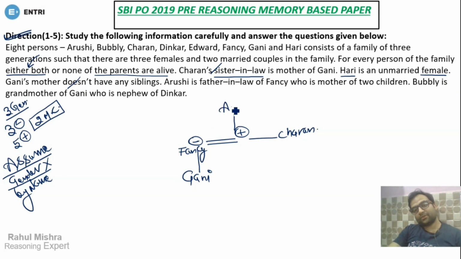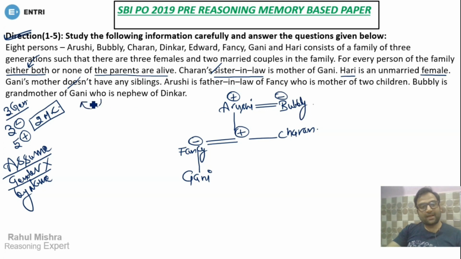Here Arushi will come. Arushi will be the father of Fancy's husband, and if Arushi is the father, then Arushi's wife must also be there, because any person does not have a single parent. Now what is the gender of Gani? That we will see later, but we will not assume. Now Babli is the grandmother of Gani, so here Babli will come.